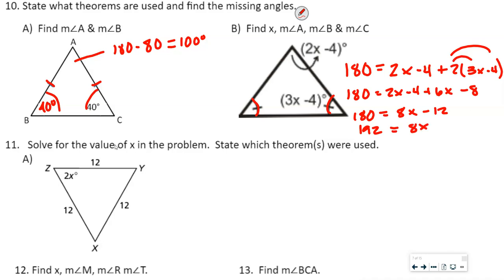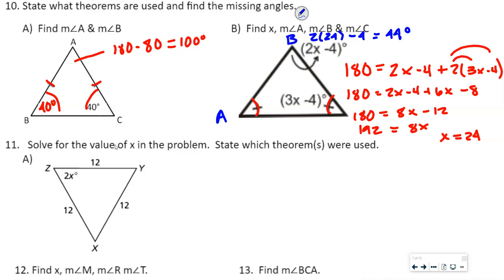Divide both sides by 8. And when we do that, we get 24. So x is equal to 24. So that's my x, but now I've got to plug it back in, right? So when I plug it into up here, 2 times 24, that's 48 minus 4 is 44, right? So that's 44 degrees for this angle up here, which we didn't ever label.